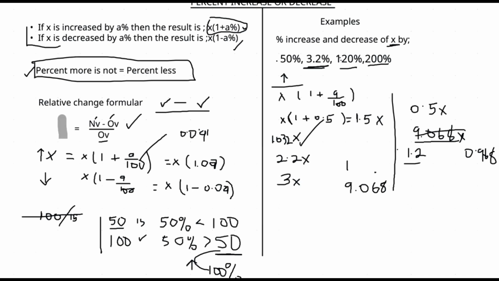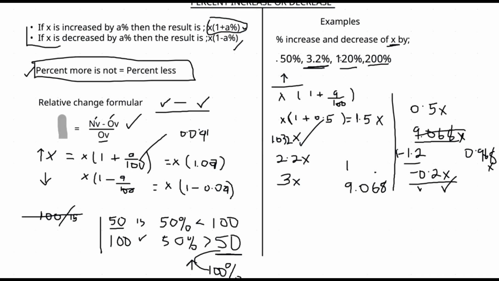Now with this, first of all, you divide by 100, you have 1.2. Then you have 1 minus 1.2, and you have negative 0.2. So now you multiply by x, and you have negative 0.2x.